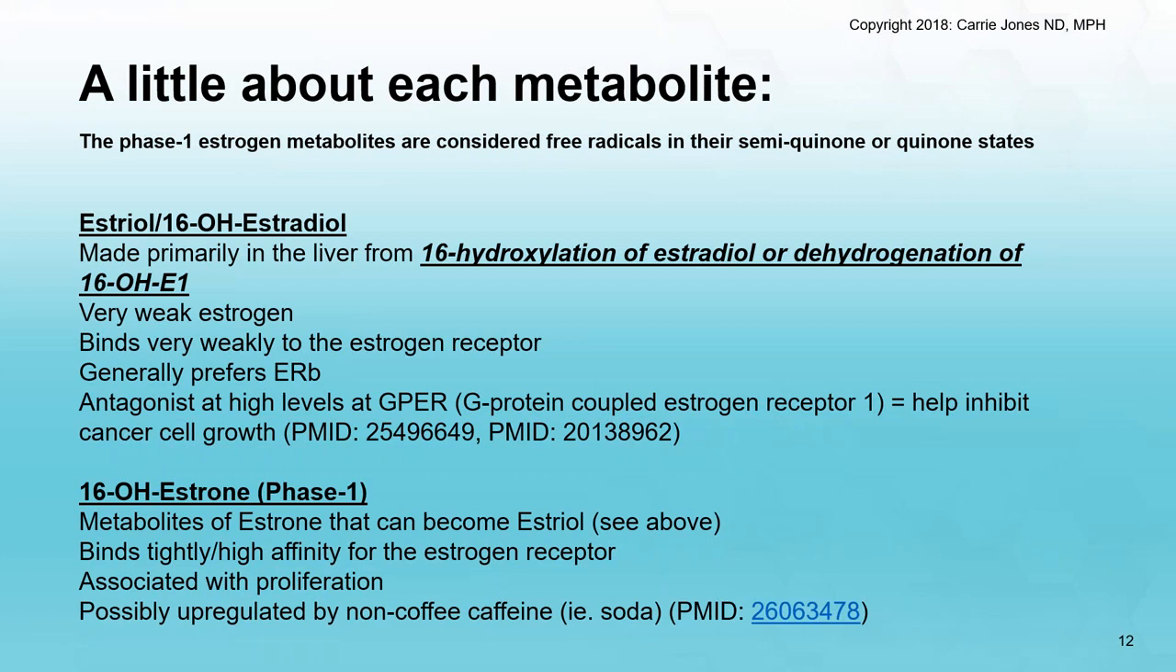However, estriol can bind to the estrogen receptor, but it is also quite weak, especially when you compare it to something like E1 or E2 or even the 4-OH. And we know that estriol generally tends to prefer the estrogen receptor beta, which is why it can be really helpful for things like vaginal lubrication, because you have a lot of estrogen receptor beta down in the vaginal area. It's largely considered by some to be anti-cancer or supportive in helping prevent estrogen cancers, and one of the reasons is that it's an antagonist at high levels to the G protein coupled estrogen receptor 1. So it can help inhibit cancer cell growth, which is really helpful, obviously.